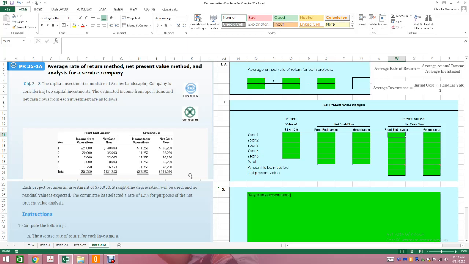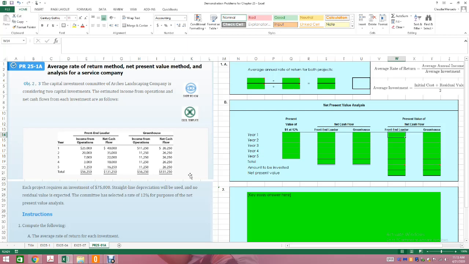It says the Capital Investment Committee of Arches Landscaping Company is considering two capital investments. The estimated income from operations and the net cash flows from each investment are as follows. They give you the information for the first investment, which is the front-end loader, and then the second investment, which is the greenhouse. So we have those two options. Each project requires an investment of $75,000. Whether we pick option A or option B, I'm looking at investing 75 grand.